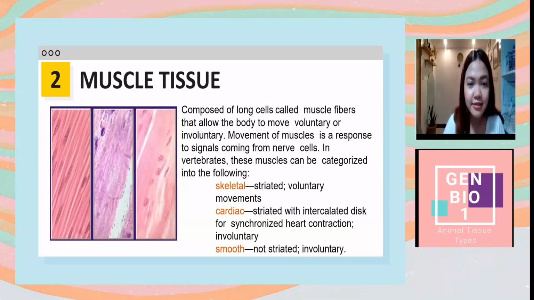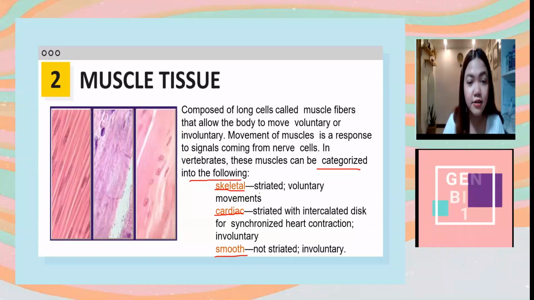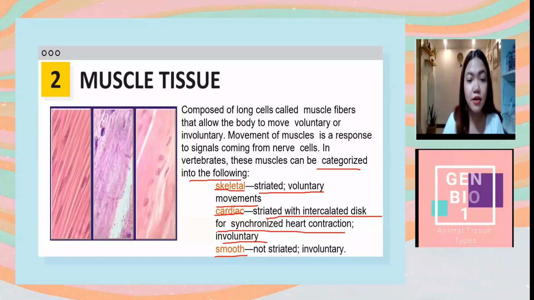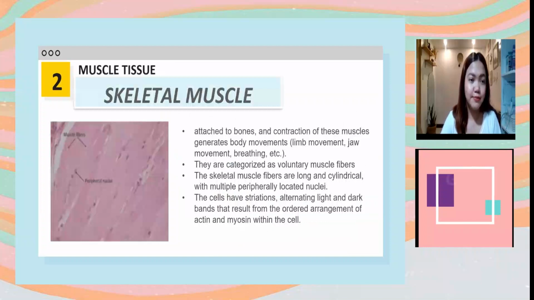So we categorize this into the following. We have your skeletal, cardiac, and smooth. Your skeletal are striated, voluntary movement. Cardiac is striated with intercalated discs for synchronized heart contraction, and your smooth are not really striated and they are involuntary. Okay. Ayun.